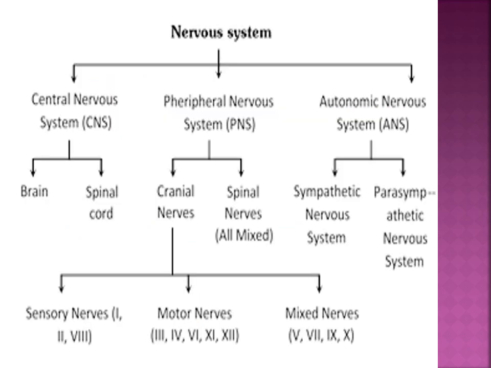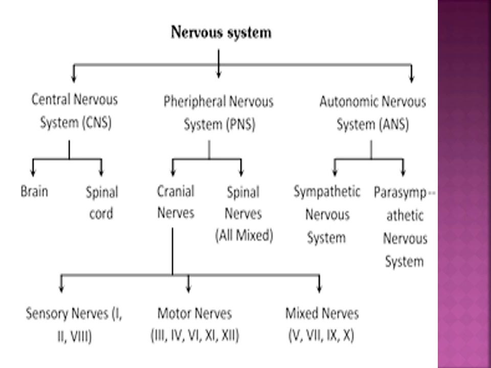So this is the basic structure, or parts, of the nervous system. The nervous system is mainly divided into three parts: central nervous system, peripheral nervous system, and autonomic nervous system. The central nervous system is mainly of two parts, that is brain and spinal cord. The peripheral nervous system mainly contains nerves which arise from the brain and spinal cord, so cranial nerves and spinal nerves. And the autonomous system is composed of the sympathetic nervous system and the parasympathetic nervous system.